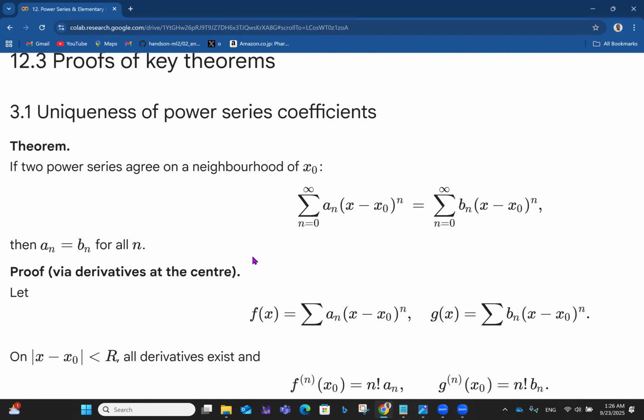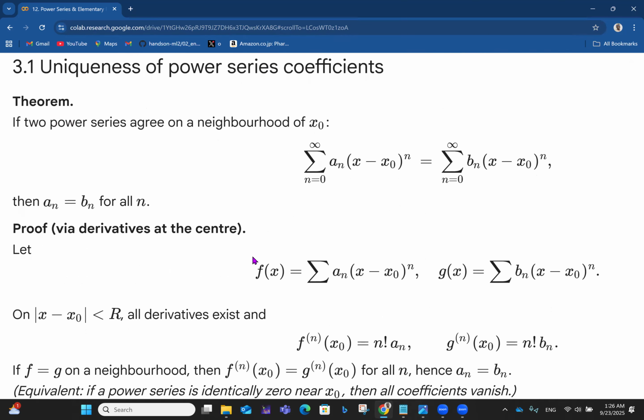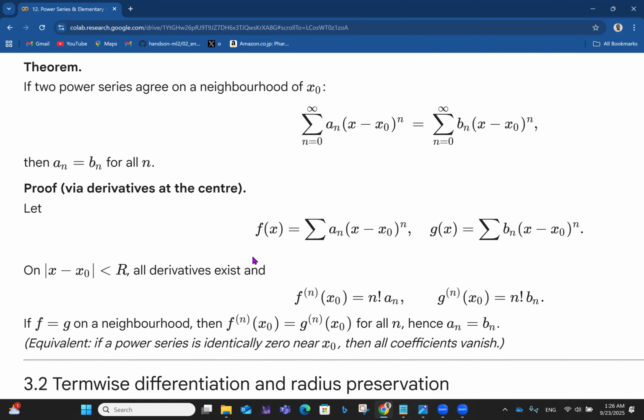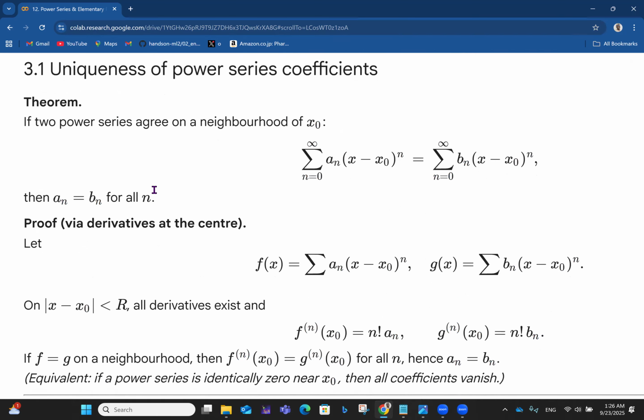Proofs of key theorems. First of all, we have the uniqueness of power series coefficients. So if two power series agree on a neighborhood of x naught, that is, summation from n equals 0 to infinity of a_n times (x minus x naught) raised to the power n is equal to summation from n equals 0 to infinity of b_n times (x minus x naught) raised to the power n, then we can say that a_n is equal to b_n, right?